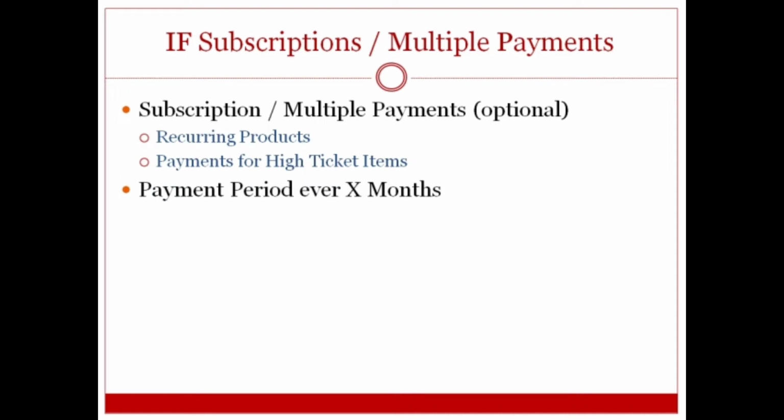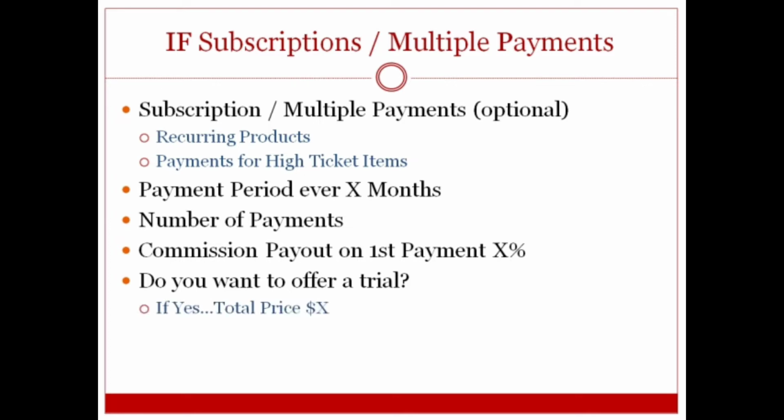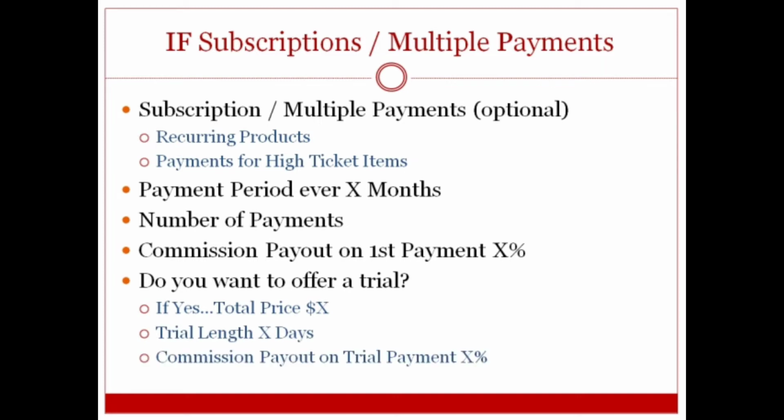Then you're going to need to know the payment period for X amount of months. So let's say, for example, your membership site was 6 months. So if it's 6 months, the number of payments in those 6 months, and then of course how much your affiliate gets on that first payment. Then the question that you need to ask yourself is, for your monthly, weekly, or quarterly recurring subscription, do you want to offer a trial? If you want to offer a trial, let's say for 7 days, it's $1. If that's the case, then the total price would be $1 for 7 days. And of course, you have the commission payout on the trial payment, and you can put the percentage right there.